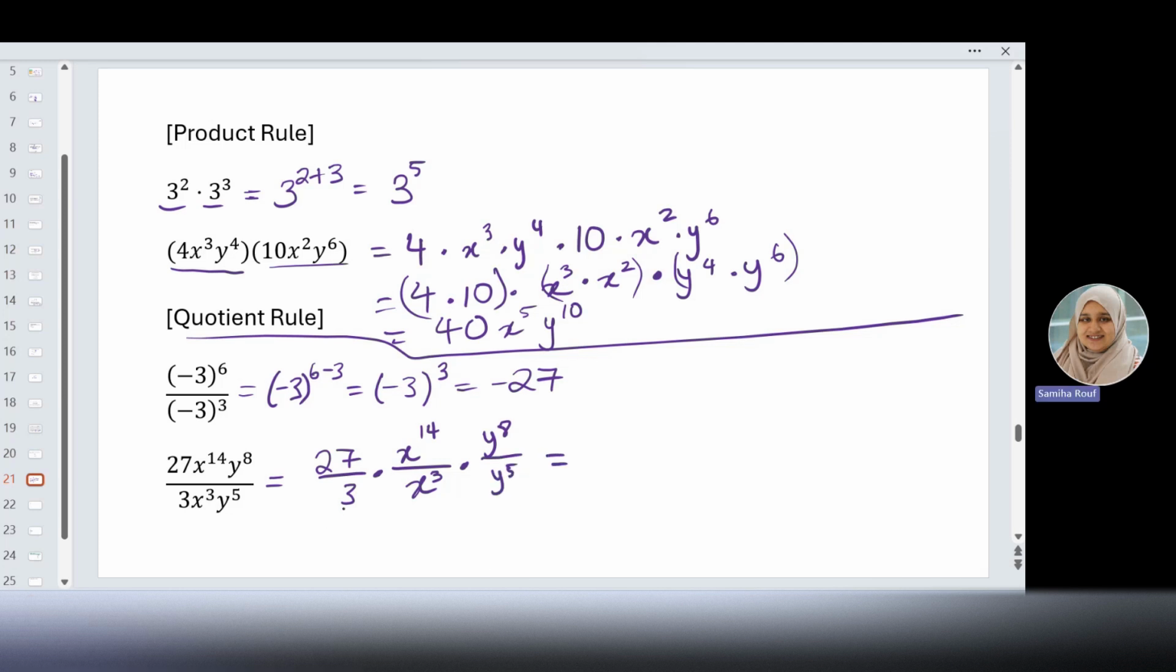Okay. So now for this first fraction, we basically have 27 divided by 3. That's 9. The second fraction, you have x to the power of 14 divided by x to the power of 3. So you have to subtract the exponents. Now we have y to the power of 8 divided by y to the power of 5. So now we just simplify.